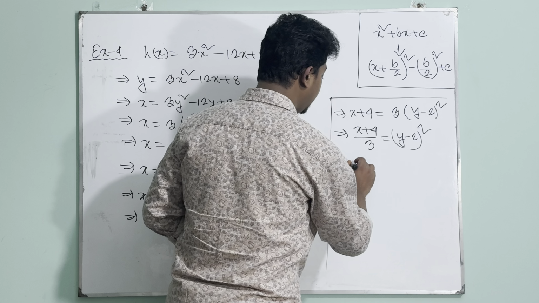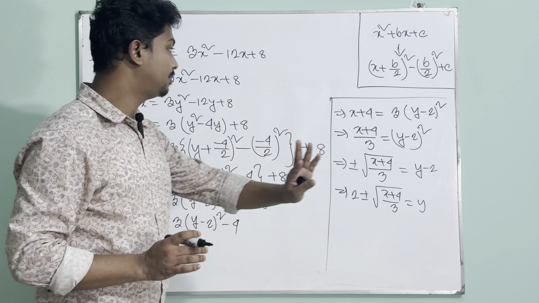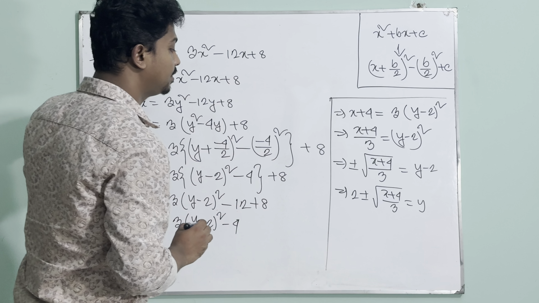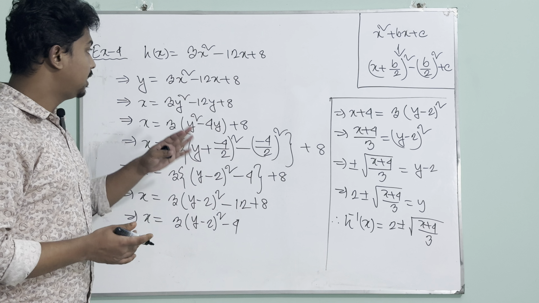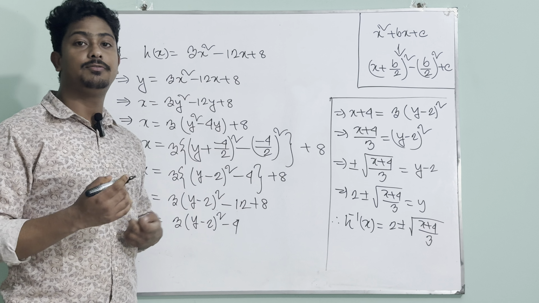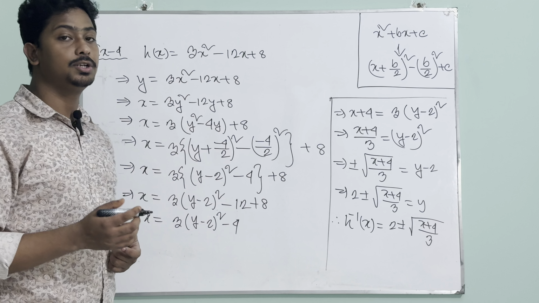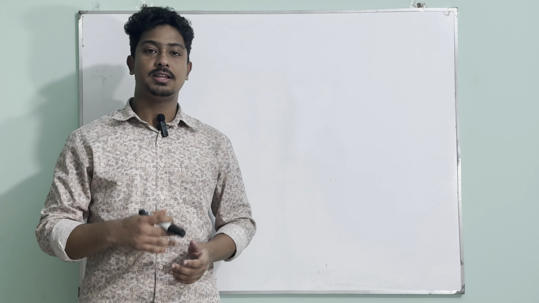As I said, you must replace this y with inverse of the function. That means in this case h inverse of x. So we can finally write h inverse of x equals 2 plus minus root over x plus 4 divided by 3. So using these methods and using the steps, you can easily find the inverse of any quadratic function or any linear function. That's it for today.